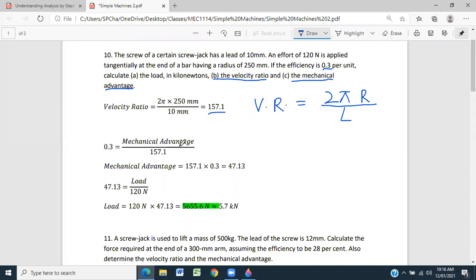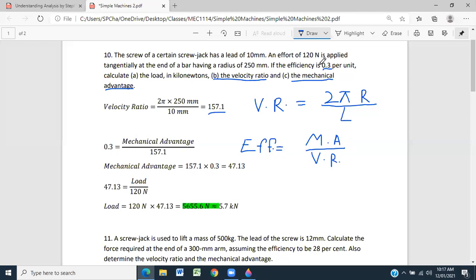Now here, we know efficiency is equal to the mechanical advantage divided by the velocity ratio. And this is a formula that's in the previous handout. So we should know this by now, right? Efficiency is equal to the mechanical advantage divided by the velocity ratio.